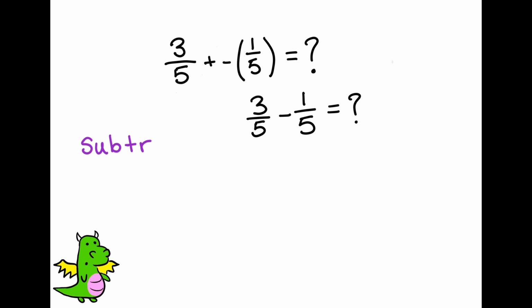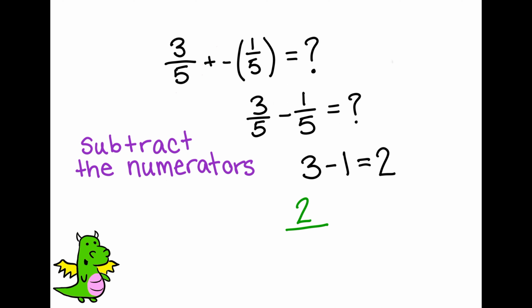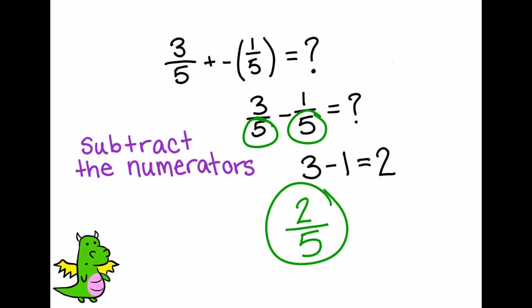Now, with addition and subtraction, our denominator, or the number on bottom, needs to be the same. In this case, it is because they're both 5. Once the denominators match, we subtract the numerators, the numbers on top, across just like normal. 3 minus 1 is 2, so we have 2/5.